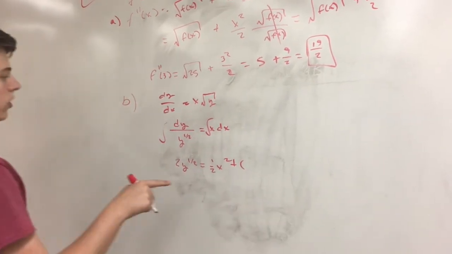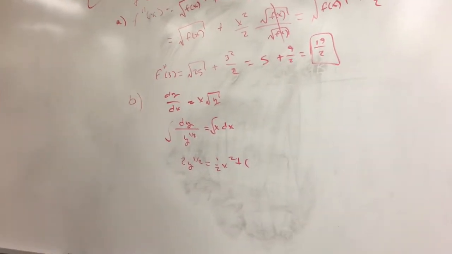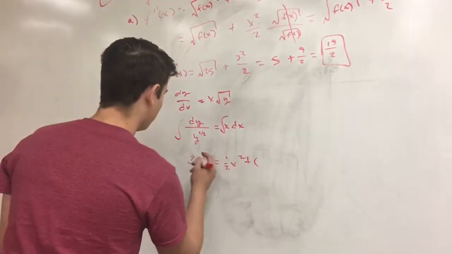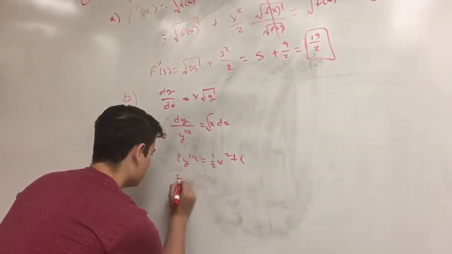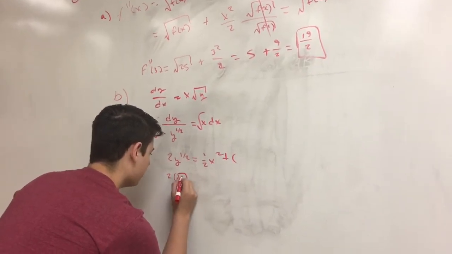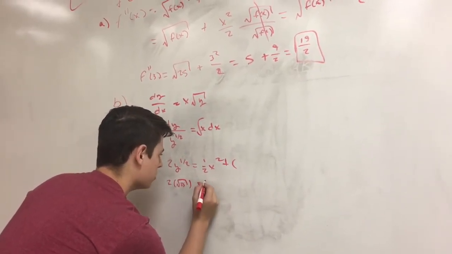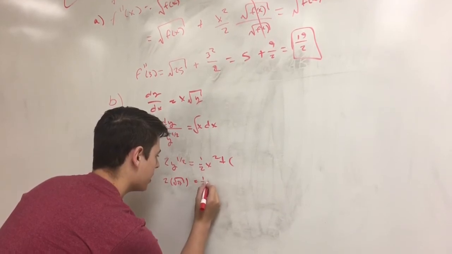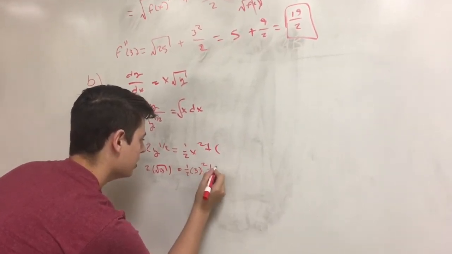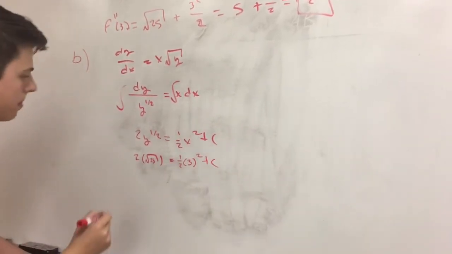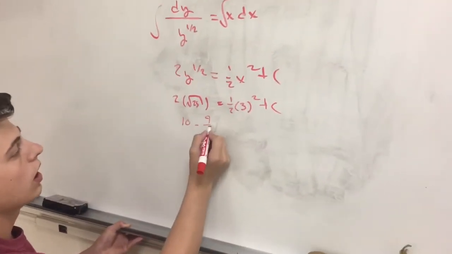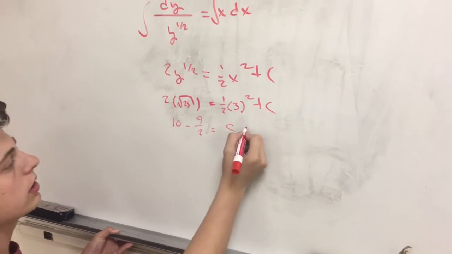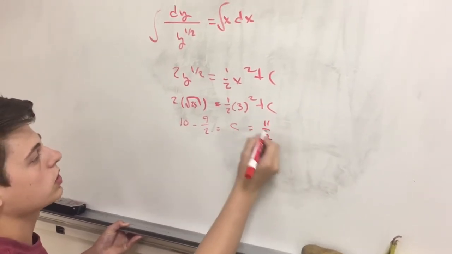From here, we're going to use our initial condition to figure out what the c value is. So f of 3 equals 25. So we say 2 times the square root of 25 is equal to 1/2 times 3 squared plus c. 10 minus 9 halves from right there is equal to c, and c is equal to 11 over 2.